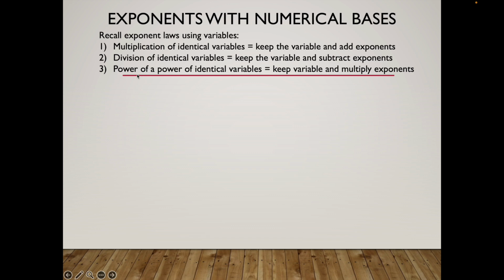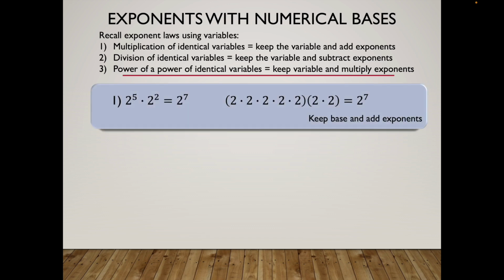And when you do the power of a power of identical variables, this looks like when you have an exponent on the inside of a bracket and the exponent on the outside of a bracket, you keep the variable and you multiply the exponents. Keeping these rules in mind is the same thing as if you had bases that are numbers instead of letters. So here's my first example.